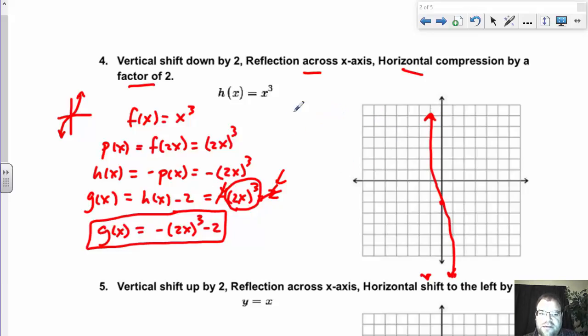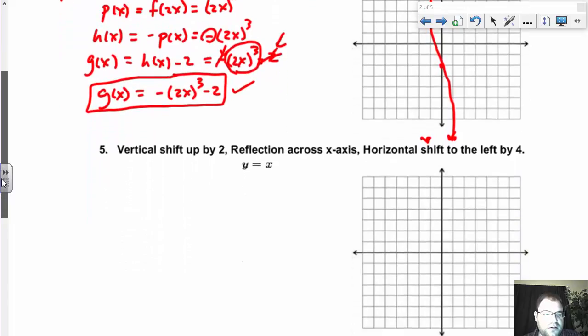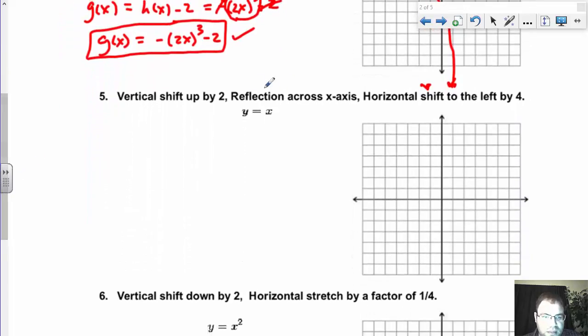The reason that this graph is going this direction instead of this direction is because of this negative out front. So it's important you know that. Okay, so if you were to graph that, that's kind of what it would look like, even though that drawing is far from perfect. So let's do number 5.